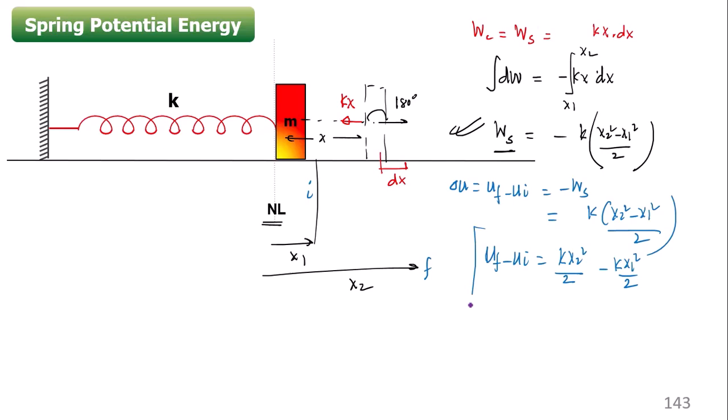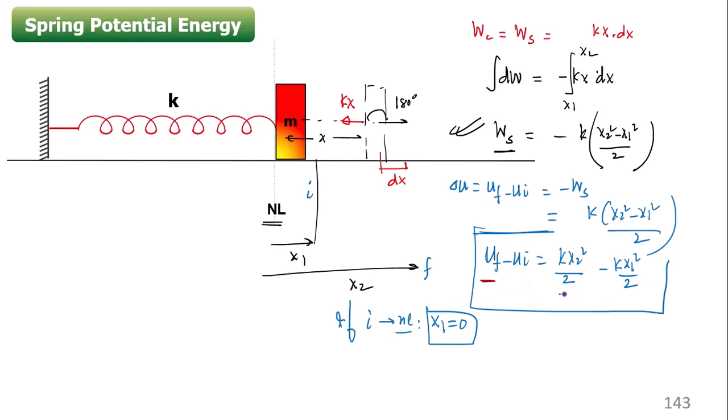Now if I closely look at this equation, if I say the initial position is our natural length, then at natural length can I say x1 is equal to 0, no elongation of the spring? So if I relate this equation in this manner, U final belongs to this number and U initial belongs to this number. So if I say x1 equals 0, that means initial potential energy becomes 0.